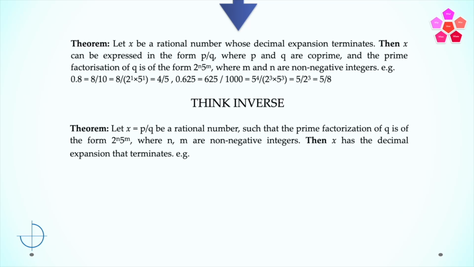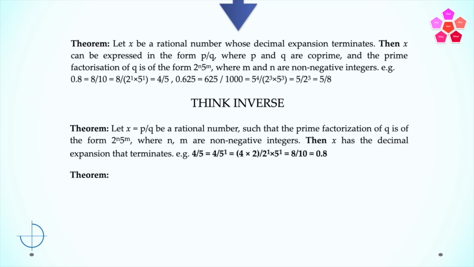The example can be 4 by 5, which can be written as 4 divided by 5 raised to the power of 1, which is equal to 4 into 2 divided by 2 into 5, which is equal to 8 by 10, which finally is equal to 0.8. So we can see that if 4 by 5 is a rational number where q is of the form 2 raised to the power of n into 5 raised to the power of m, then the decimal expansion of the same terminates.